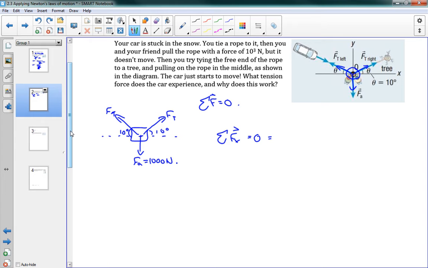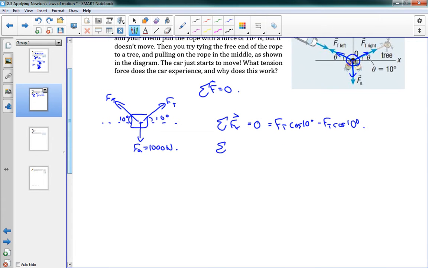So, I mean, it makes sense. We have Ft cosine 10 degrees minus Ft cosine 10 degrees. So that hasn't really given us any information. That makes sense that that's 0. But let's try y. This also has to be equal to 0. And this is equal to, going upwards, we have Ft sine 10 degrees plus another Ft sine 10 degrees. And then going downwards, we have our 1,000 newtons, which was our applied force.